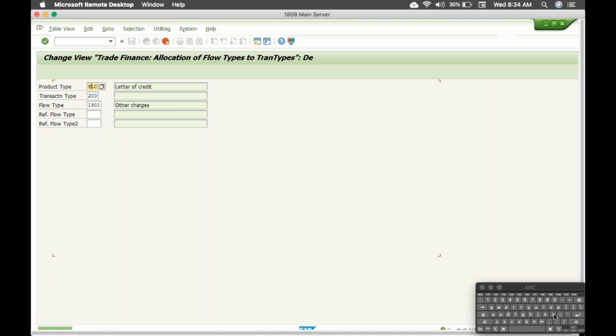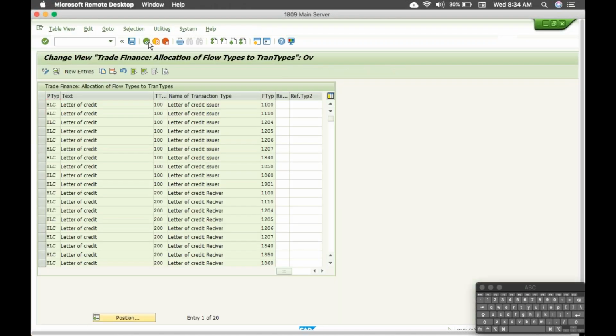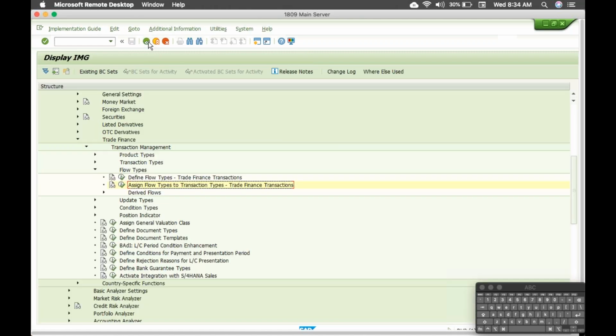If you compare with security, I think trade finance is a bit more complex, right? Probably. It's not complex. We need to understand. Come back. Now, once this is done, come to condition types.